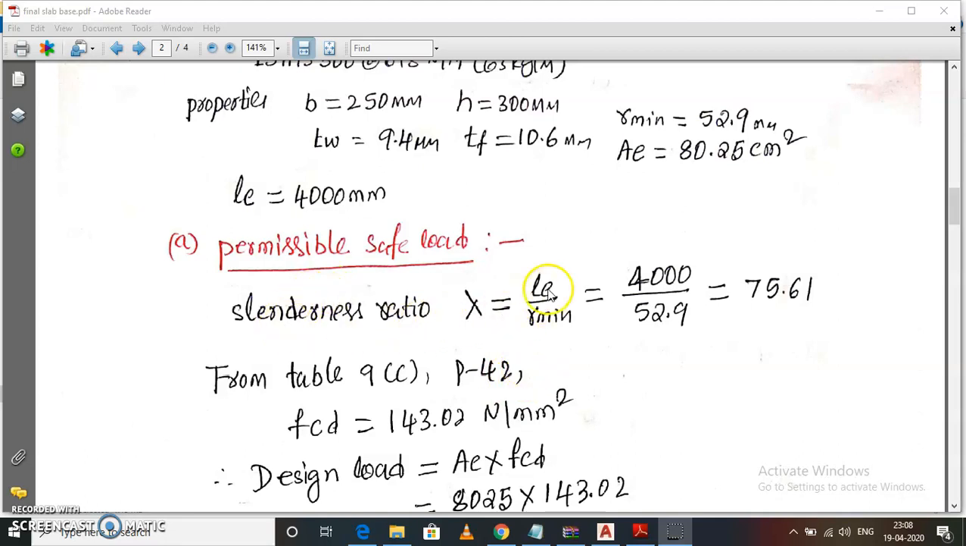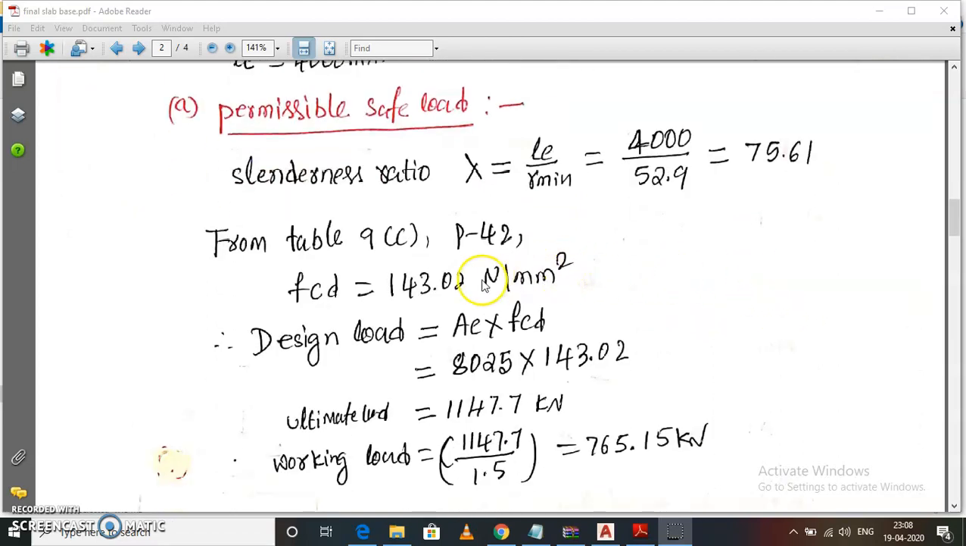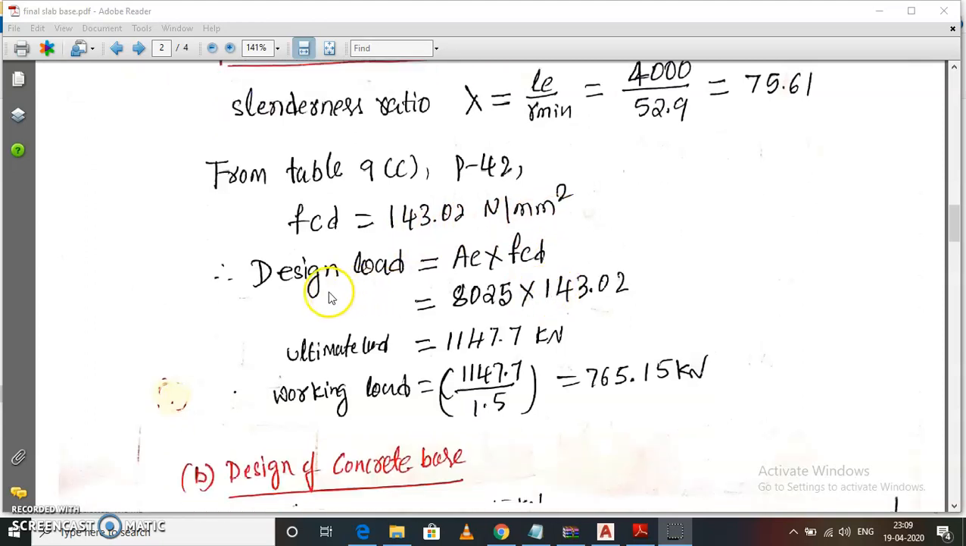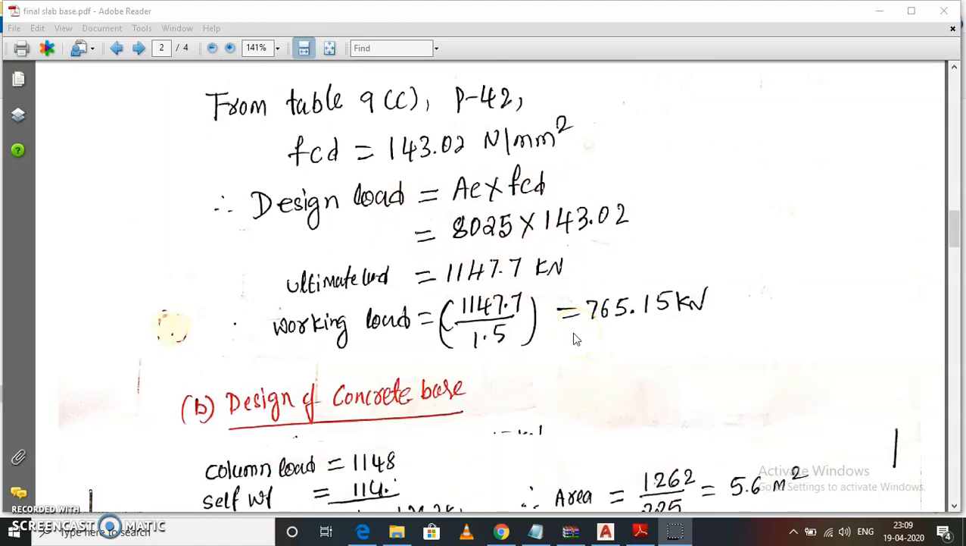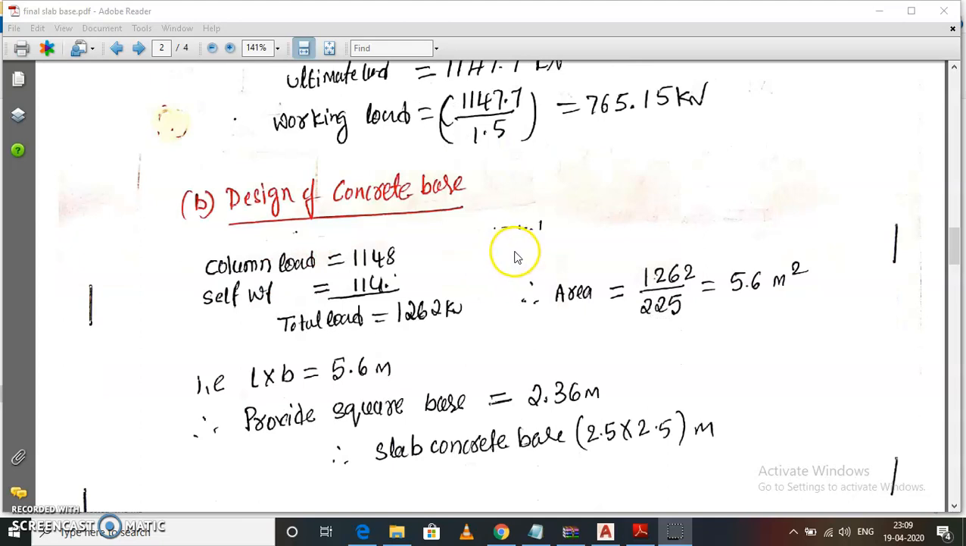So slenderness ratio is equal to LE by r minimum, that is 75.61. Refer to table number 9C of page number 42. FCD works out to be 143.02 Newton per mm square. Therefore, the design load can be calculated by using area into FCD, that is 1147.7 kilonewton. Therefore, the working load is 765.15 kilonewton. So this is the working load and this is the ultimate load.